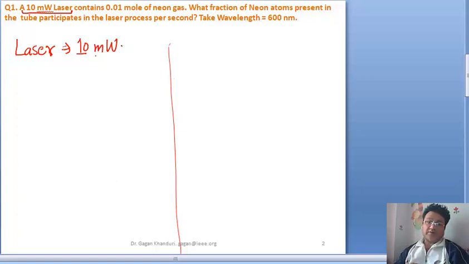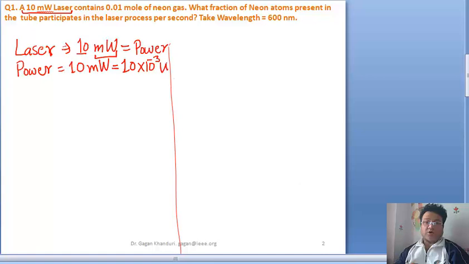So what do you mean by 10 milliwatt? See here, milliwatt is the unit of power. So it has given you the power of the laser. We can write that the power of laser is 10 milliwatt, and 10 milliwatt is 10 into 10 raised to power minus 3 watts. So power is given as 10 raised to power minus 2 watts. So this is the first information that was given.